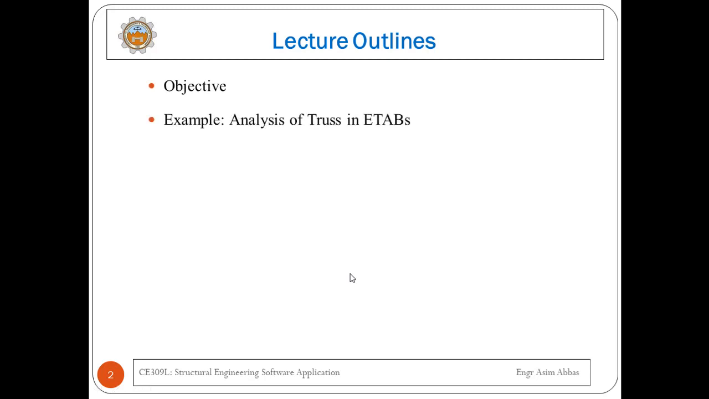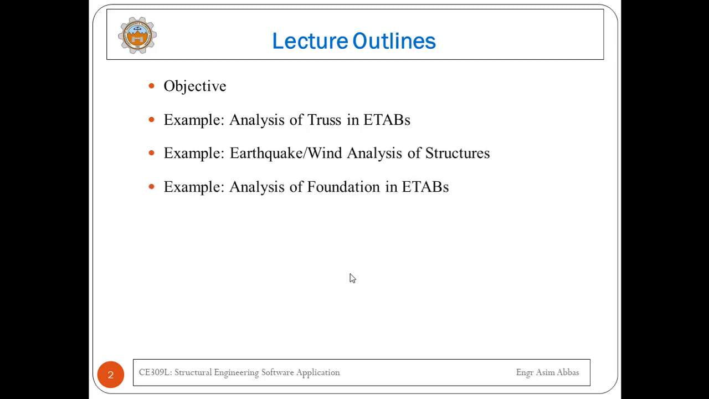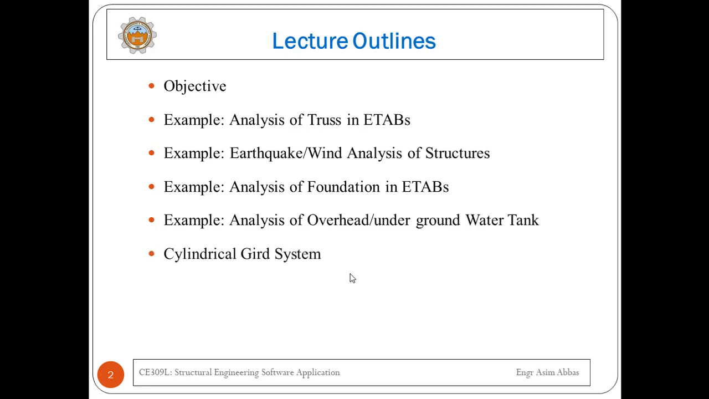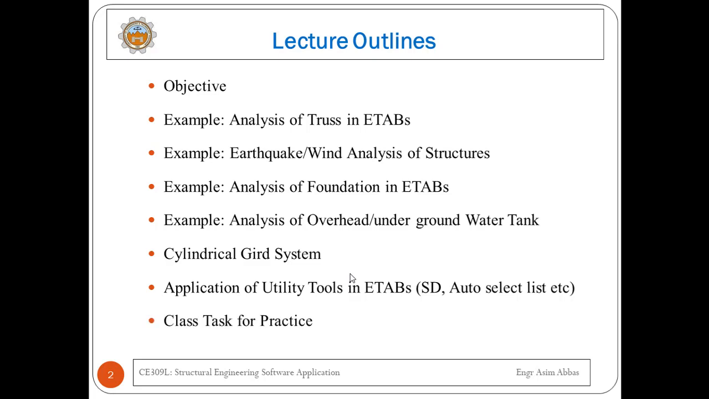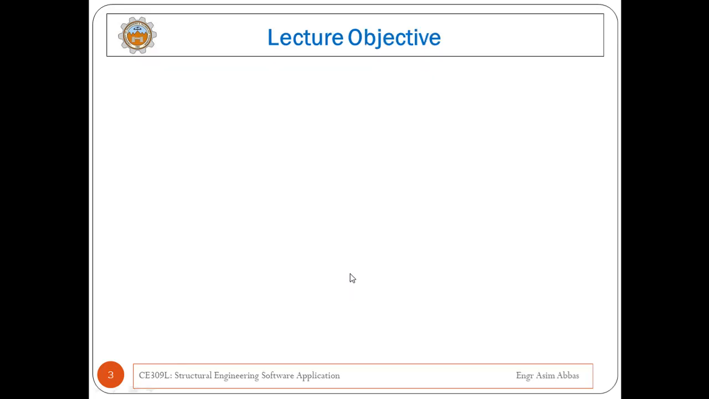Example analysis of truss in ETABs. Example earthquake and wind analysis of structure. Example on analysis of foundation in ETABs. Example on analysis of overhead and underground water tank in ETABs. Then cylindrical grid system. Then application of utility tools in ETABs like section designer, auto select list. And at the end, a class task is given for the student practice.